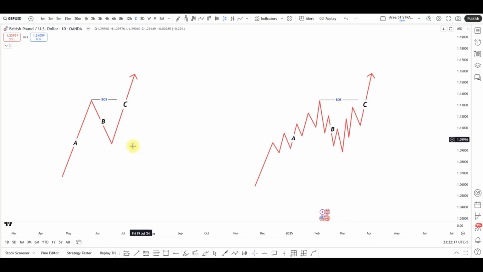Rally, base, rally. So basically what it means, in simple terms, is impulsive, corrective, continuation, impulsive, corrective, continuation. Rally, base, rally. Very easy, guys. You have to be able to identify this on the chart.